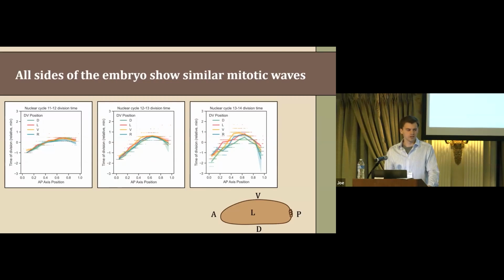And so to really drive this home, I'm showing that if we look at the nuclear division times and this mitotic wave from all four sides of the embryo, what we see is that all four sides of the embryo are really undergoing the same AP position dependent mitotic division timing.